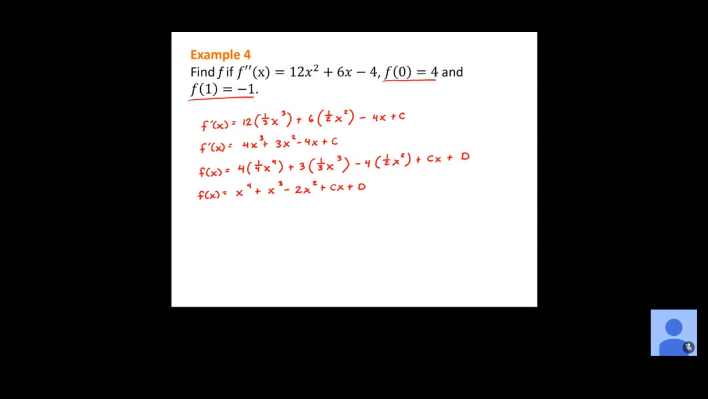So if we plug in that first point, what's our f of x value going to be? 4, right? So 4 equals, and then what's our x value? 0, right? So everywhere I see an x, I'm just going to put a 0. So 0 to the fourth plus 0 cubed minus 2 times 0 squared plus c times 0 plus d. So again, because one of the x values was a 0, it's going to make all the x's go away, right? And so what's our d value going to be this time? Just 4, right? So we've got 4 equals d now.